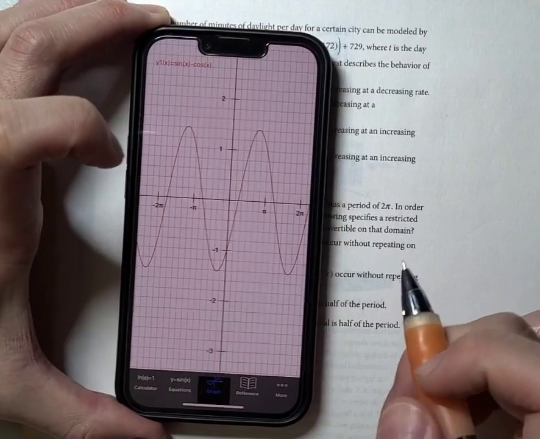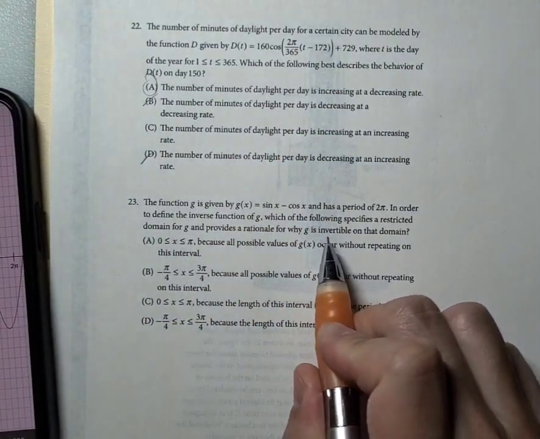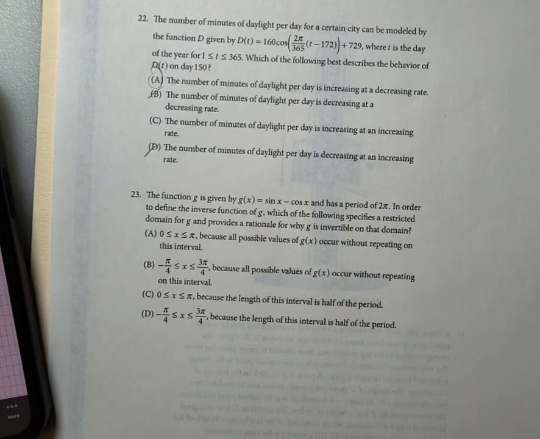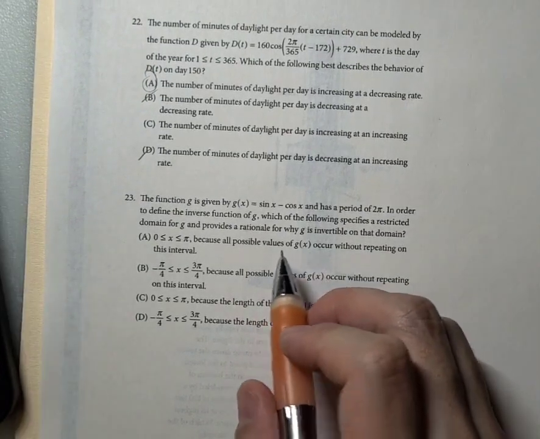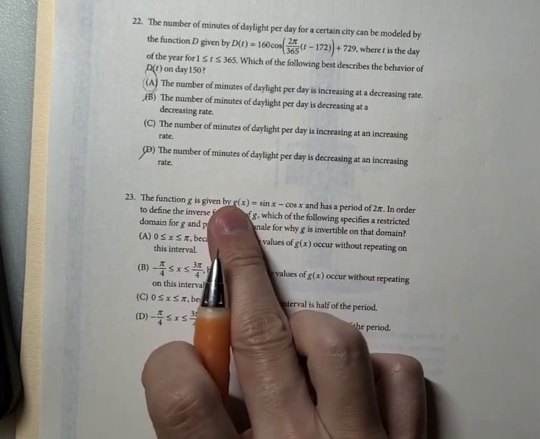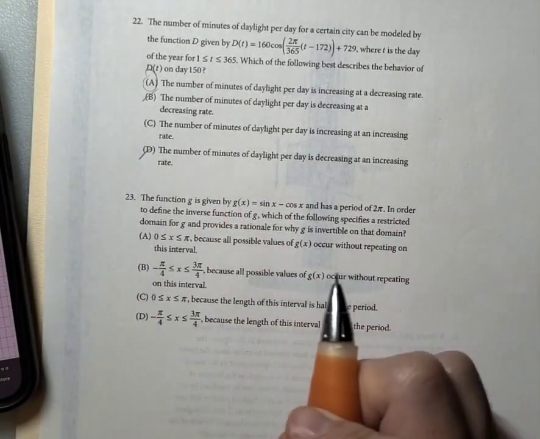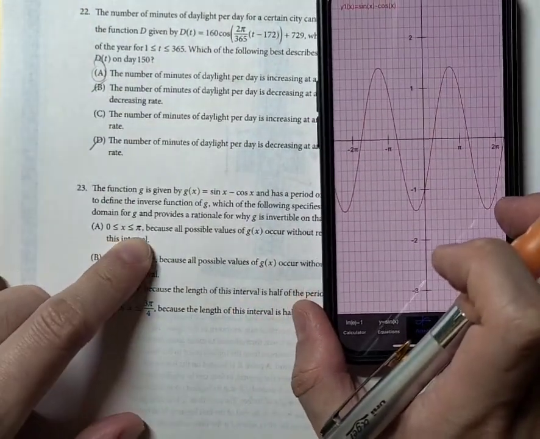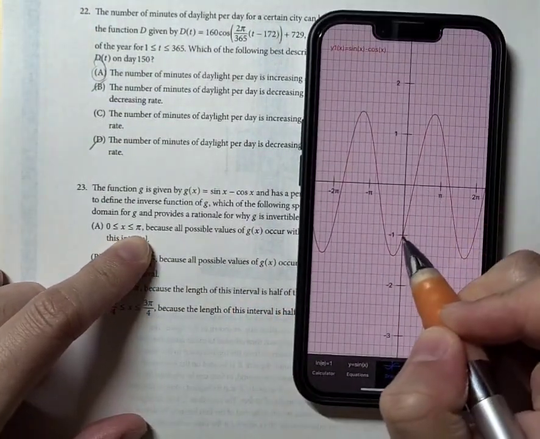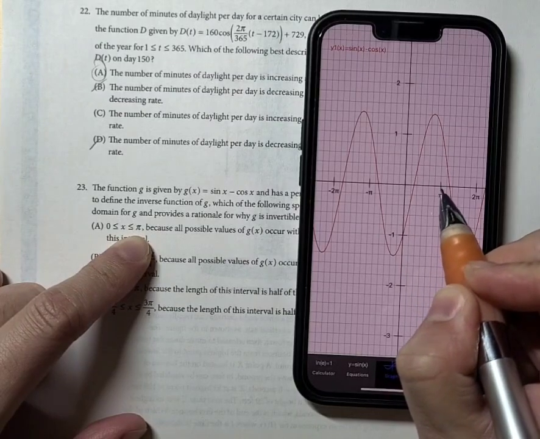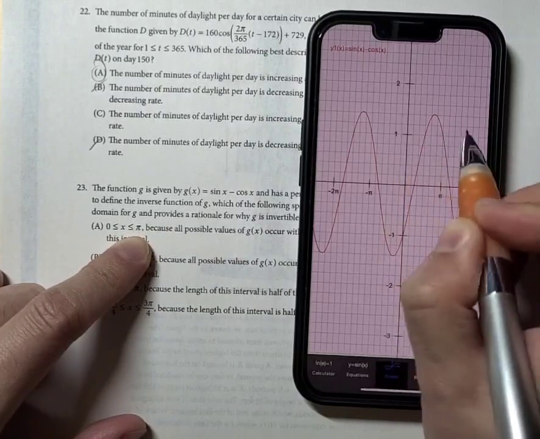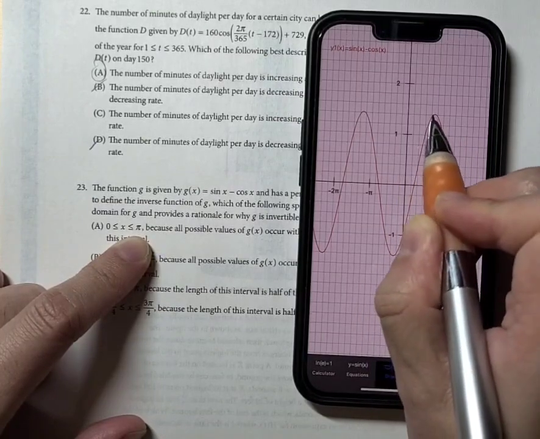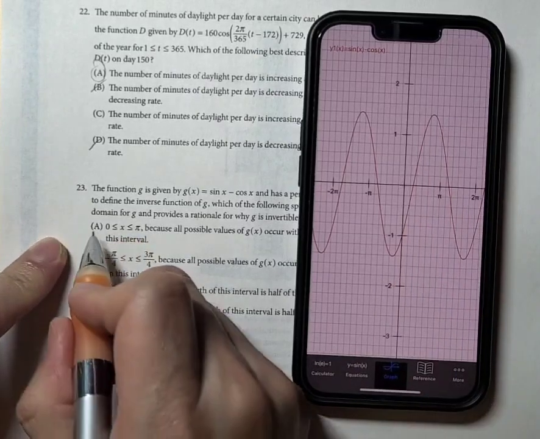In order for it to be invertible, it has to be one-to-one. Remember, there's a simple test for that: the horizontal line test, to make sure that the inverse exists. So we're going to restrict the domain of g such that the horizontal line test passes. From 0 to pi, that would be from here to here. Does the horizontal line test pass? No, because when we draw a horizontal line over here, it'll cross two points within 0 to pi, especially right here. So this would not work.